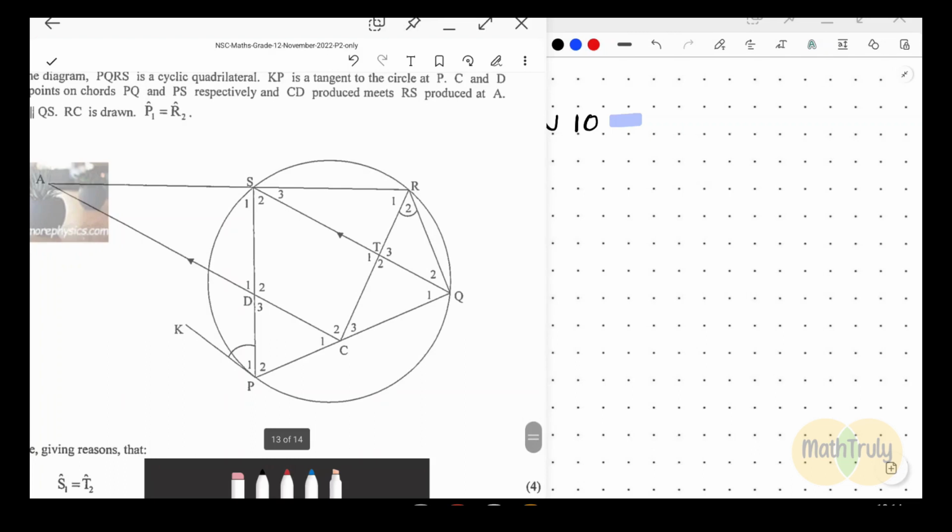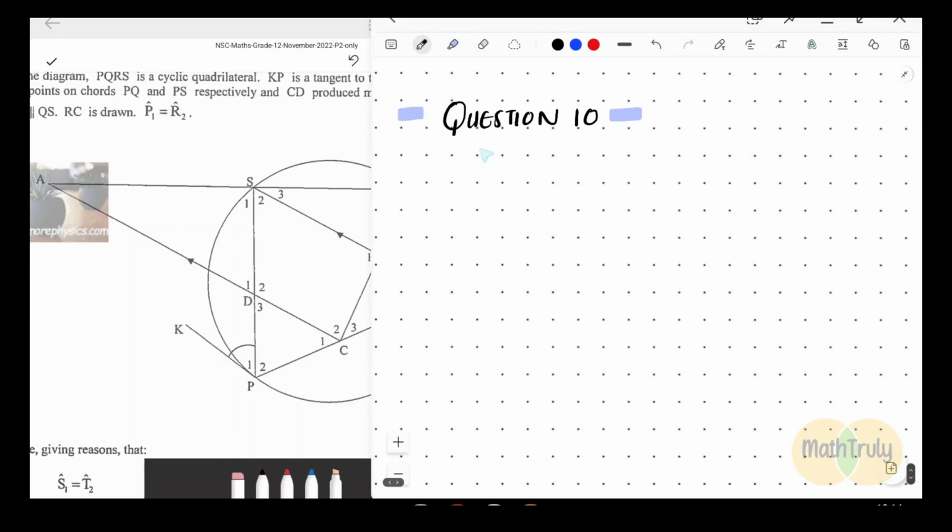In order to prove that, when they give you a diagram that doesn't have numbers, sometimes it is helpful to let one of these angles be equal to something. For example, I can say let S1 be equal to X. That way you'll be able to follow the angle as it goes on, as you find out what other angle it's equal to. So I'm going to actually say that here.